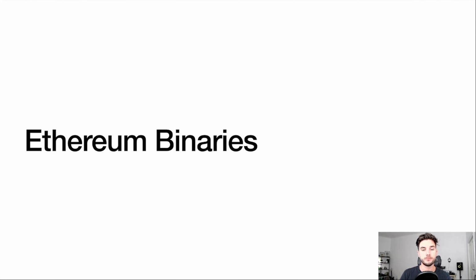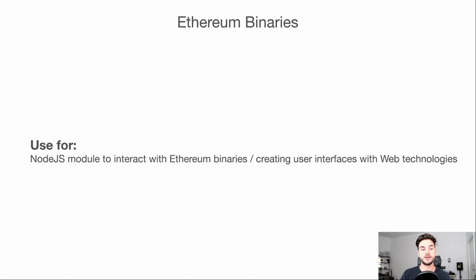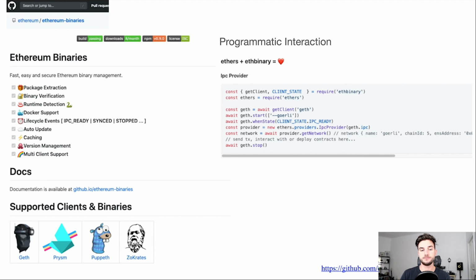The next tool is Ethereum Binaries. Ethereum Binaries is also an EF JavaScript project, and it's basically the binary manager from the Grid desktop application wrapped in its own Node.js module. And you can use it, as the name suggests, to manage your Ethereum binaries and interact with them. This also makes it a great choice for creating user interfaces with web technologies.